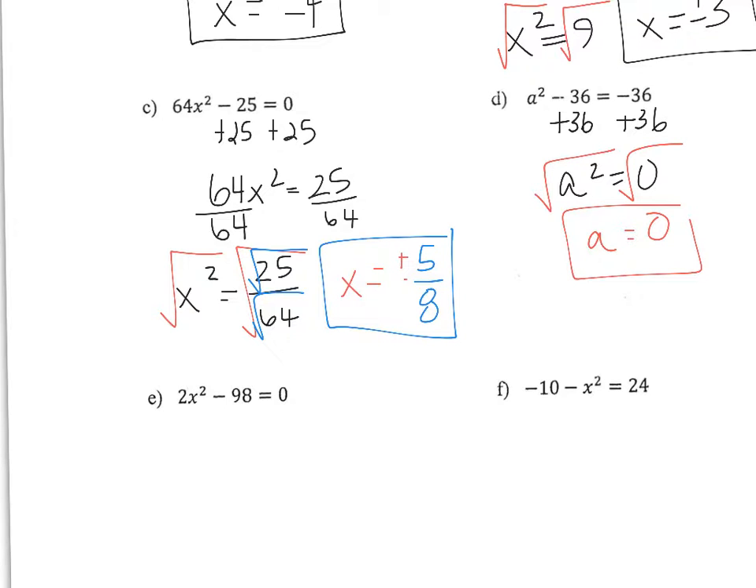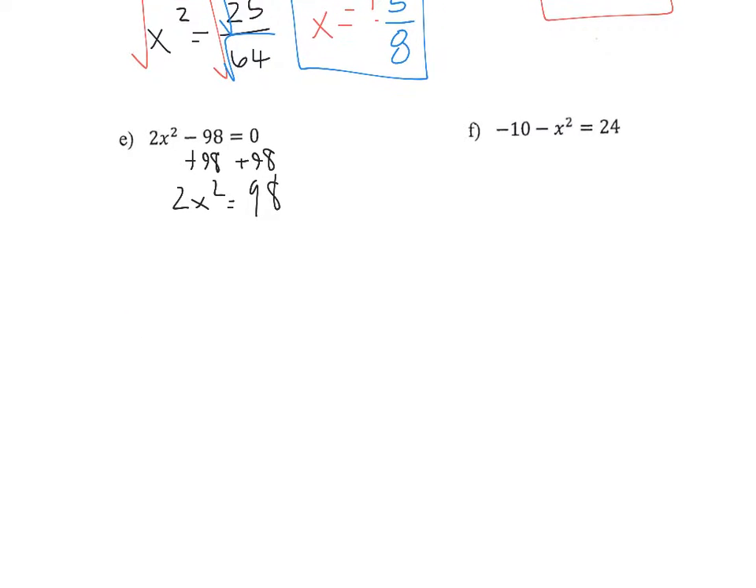And then letter E, I'm going to add 98. So I get 2x squared equals 98. Then I'm going to divide by 2. So I have x squared equals 49. And then take the square root, so I get x equals plus or minus 7.